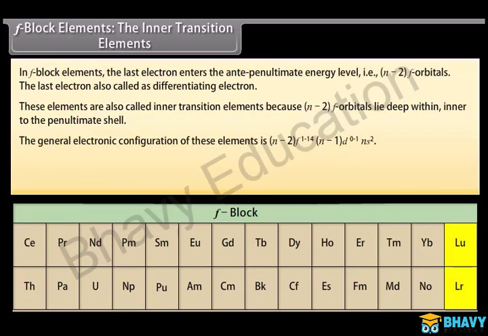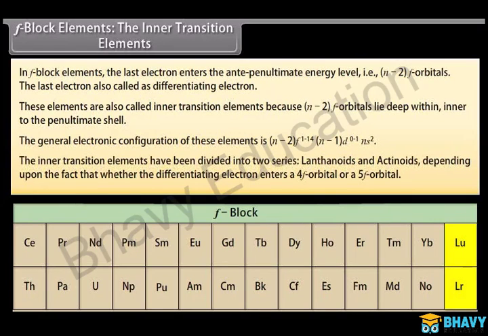The general electronic configuration of these elements is (n-2) f1 to 14, (n-1) d0 to 1, ns2. The inner transition elements have been divided into two series, Lanthanoids and Actinoids, depending upon whether the differentiating electron enters a 4f orbital or a 5f orbital.